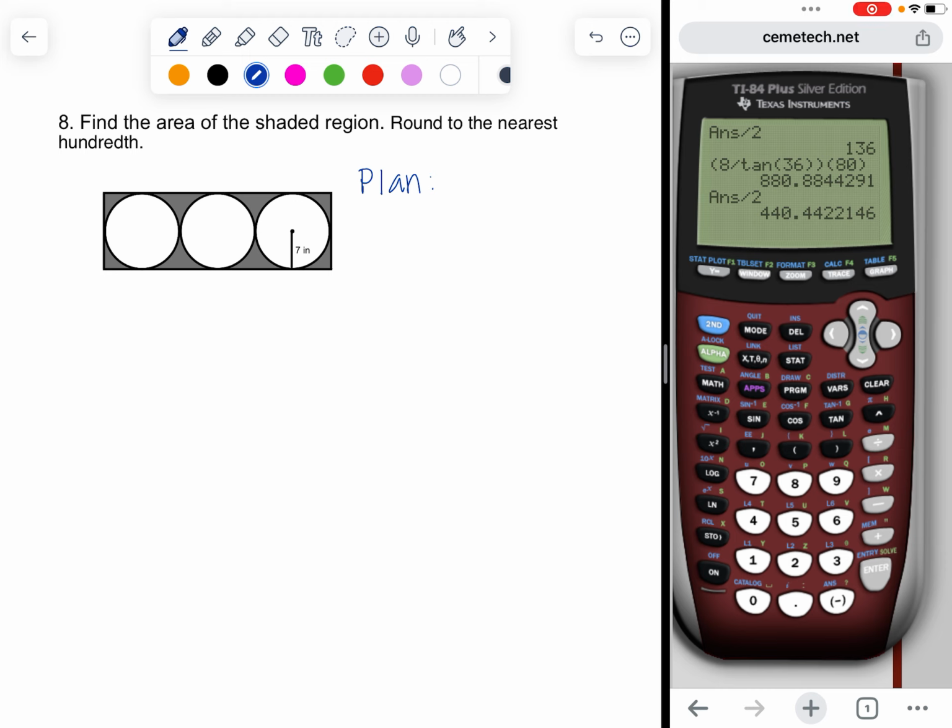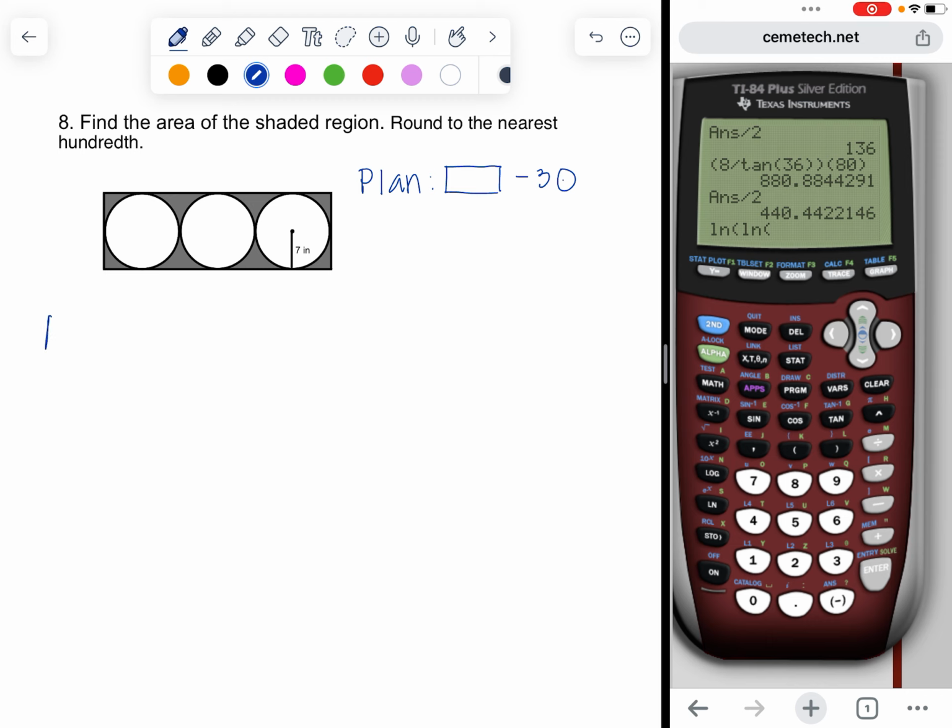So what I'm going to do is I say, okay, the big part is the rectangle, right? I'm going to find that area, and then I'm going to subtract those 3 circles. Okay? So I'm going to find the area of the rectangle. I'm going to find the area of one of the circles. They're all the same. And then I am going to subtract 3 of the circles off of the rectangle.